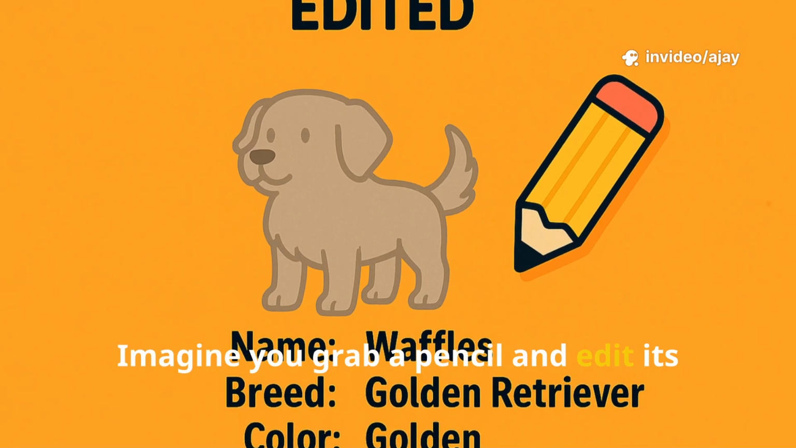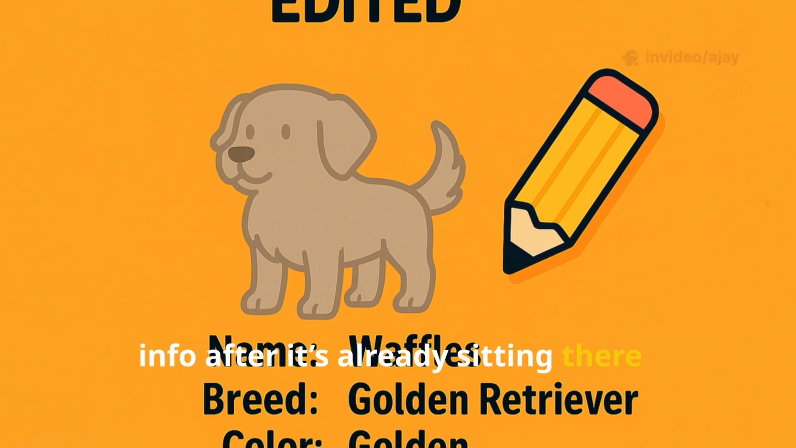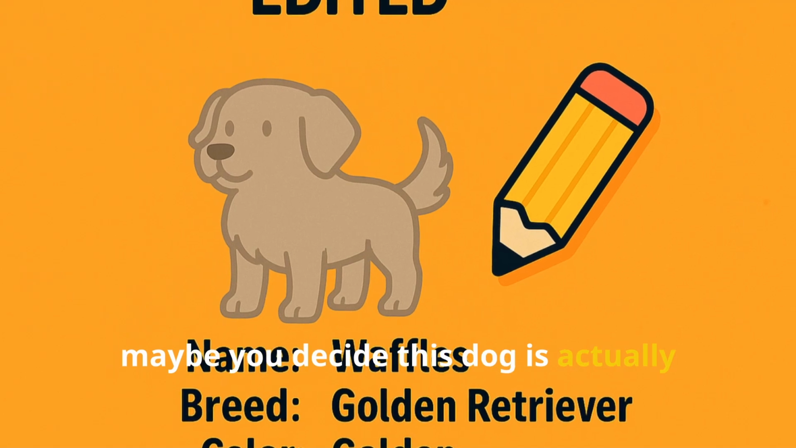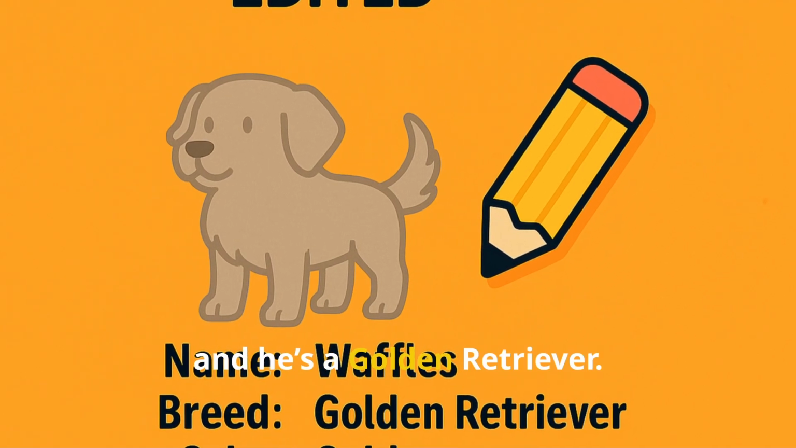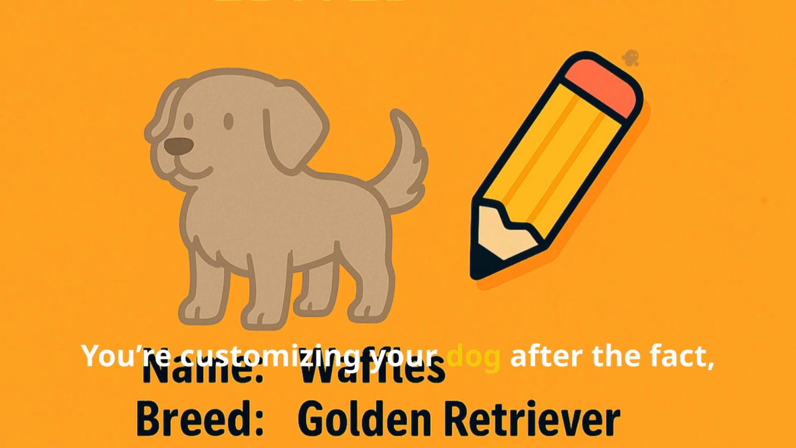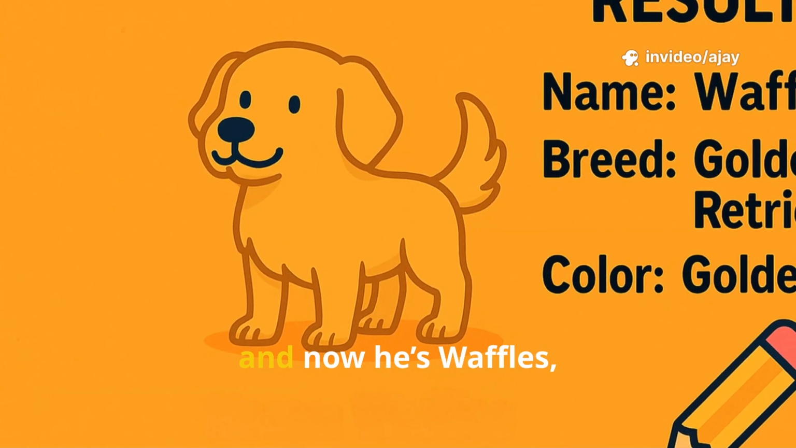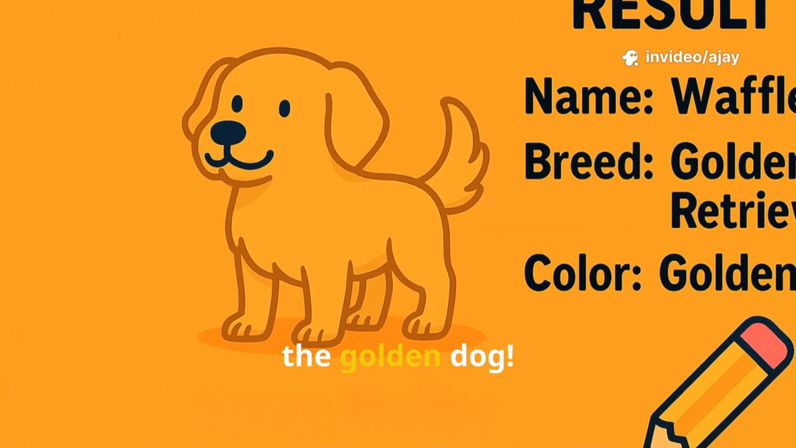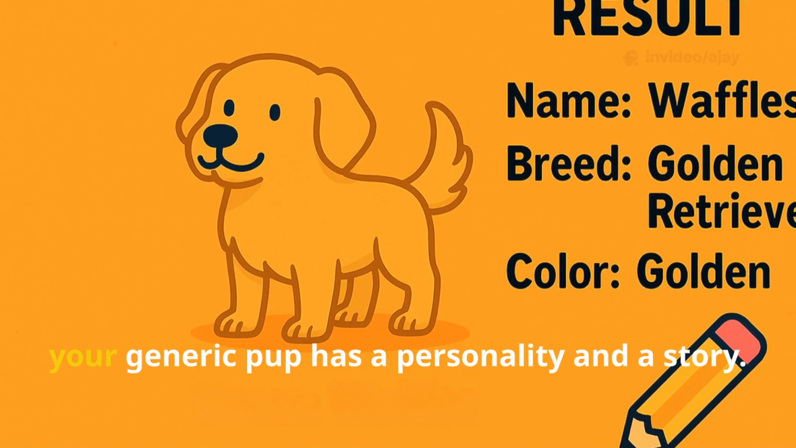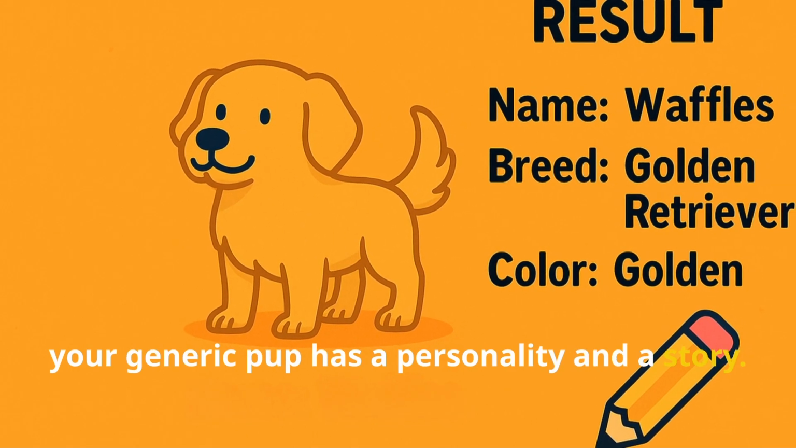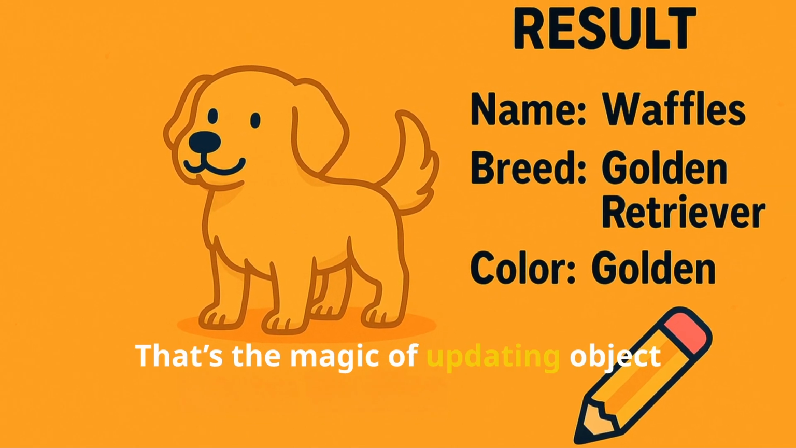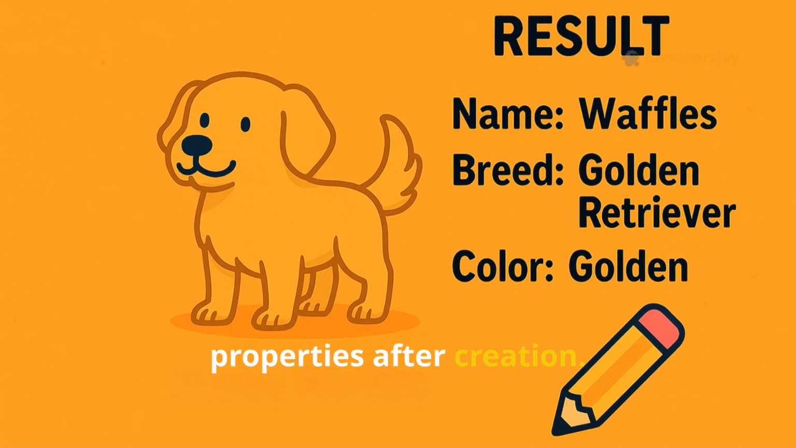Imagine you grab a pencil and edit its info after it's already sitting there. Maybe you decide this dog is actually named Waffles, and he's a golden retriever. You're customizing your dog after the fact, and that's totally fine. So you fill that in, and now he's Waffles, the golden dog. Suddenly, your generic pup has a personality and a story. That's the magic of updating object properties after creation.